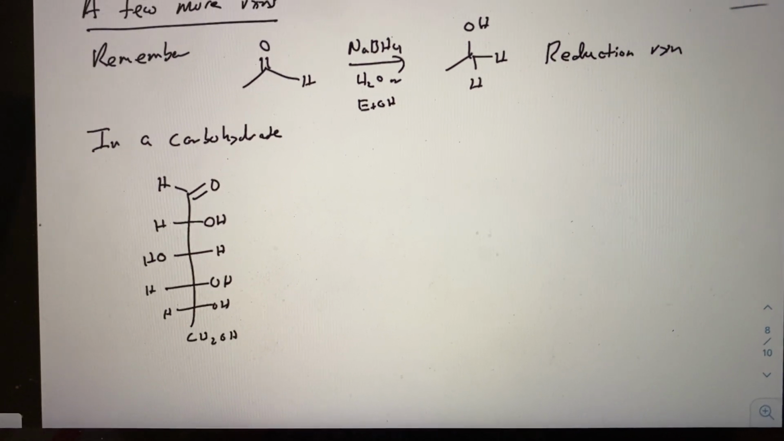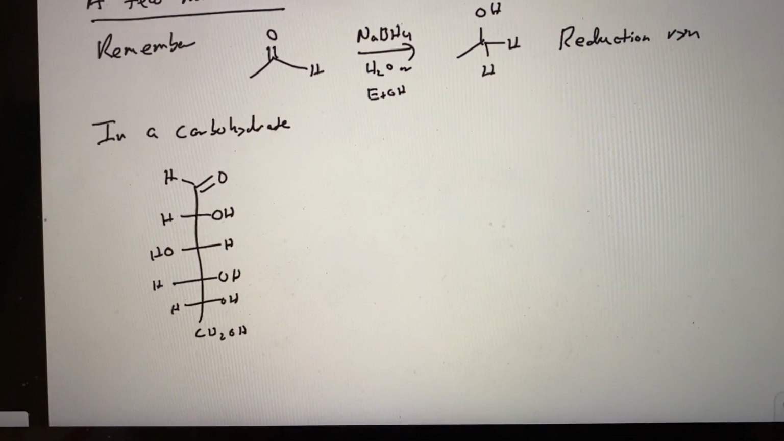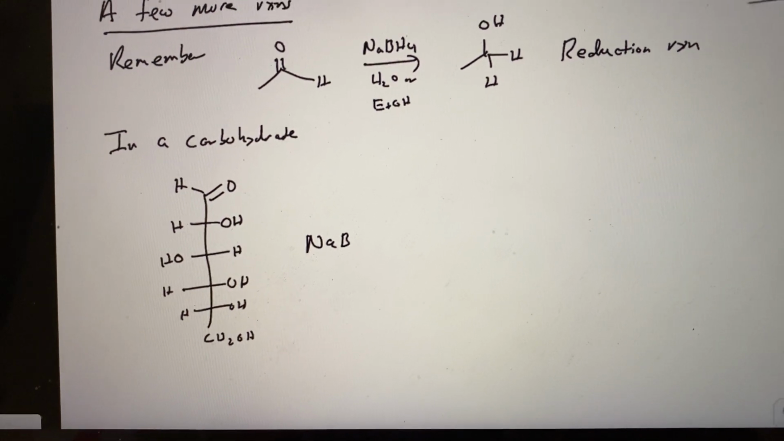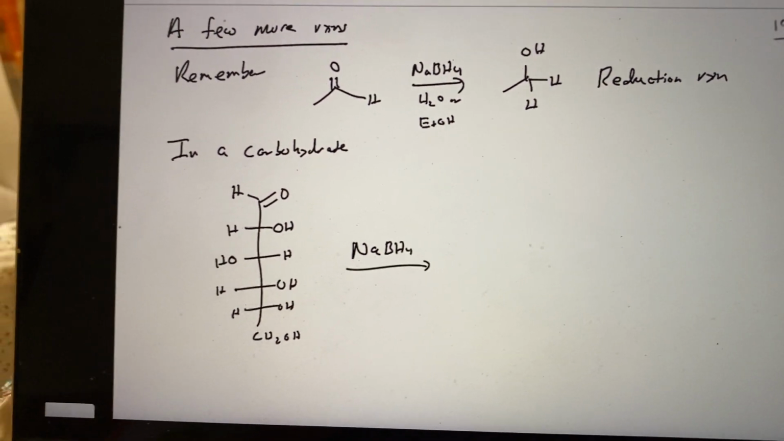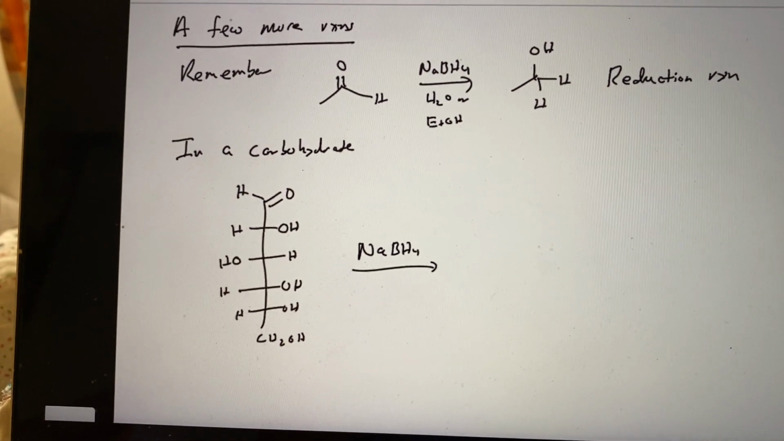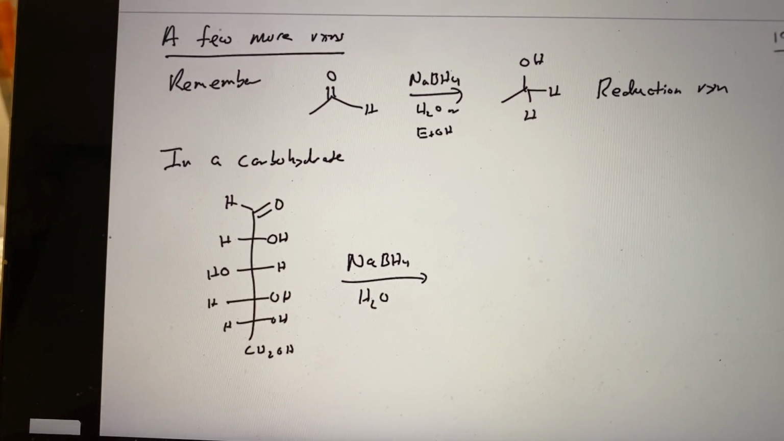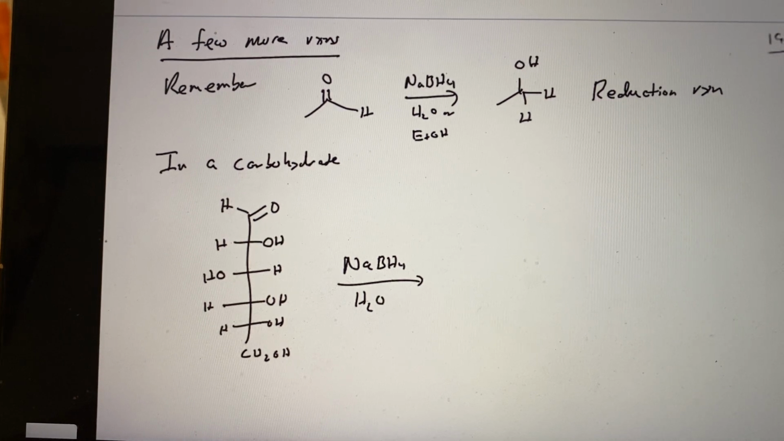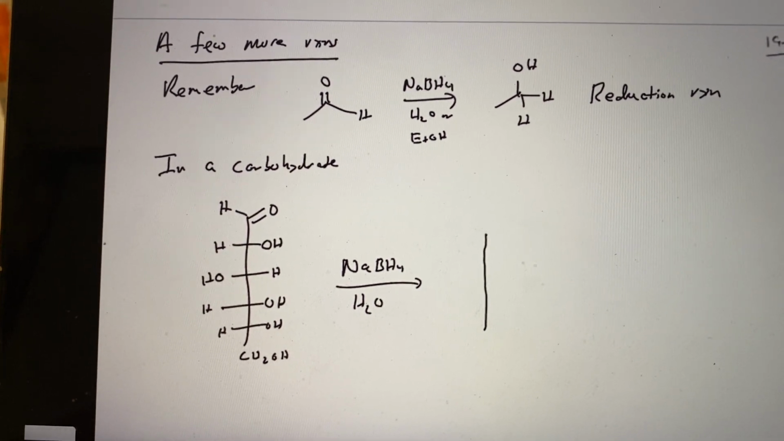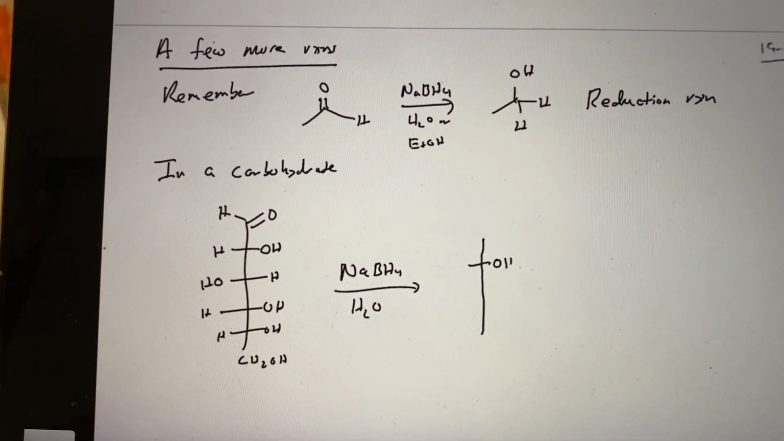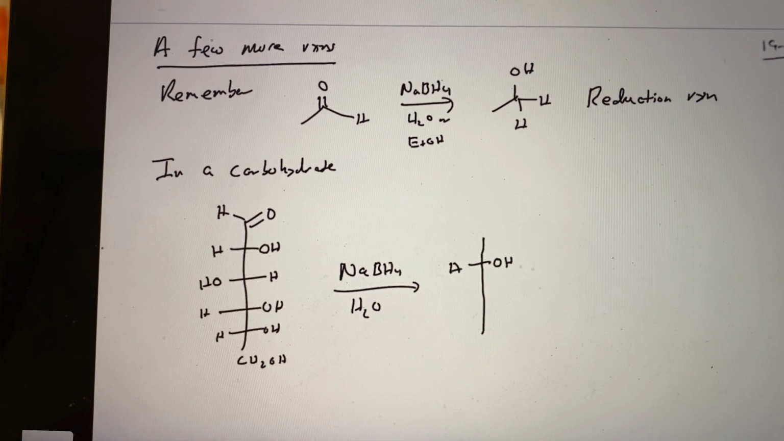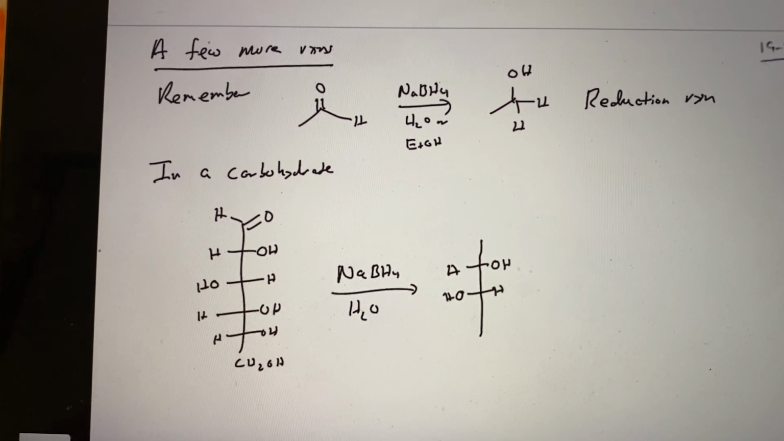It's kind of wavy, it looks like there. And if we were to treat this with sodium borohydride in water or ethanol, we'll just do it in water. It's probably more soluble. Nothing is going to happen to all of these hydroxyl groups. All we're going to end up doing is reducing that top aldehyde. So all this stuff stays the same.